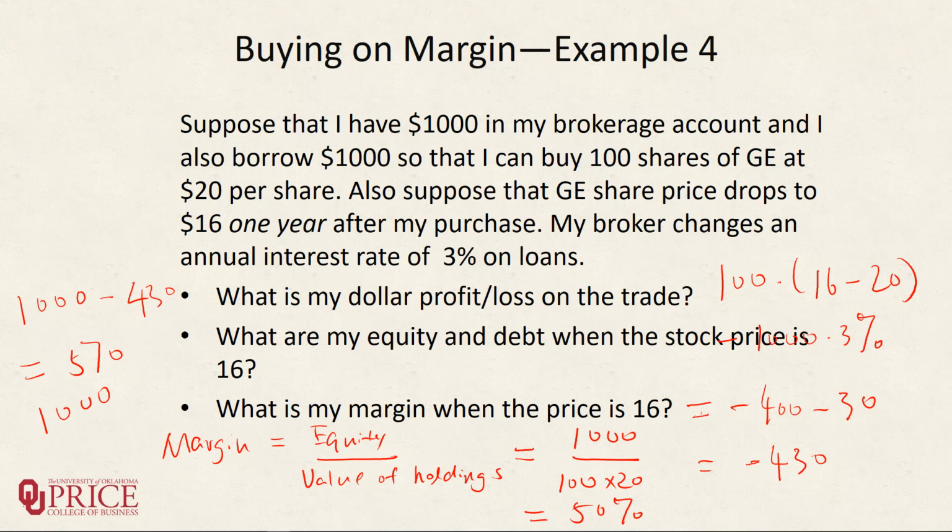When the stock price is $16, what's our new margin? I'm going to write the answer here. When the stock price is $16, our new equity is 570, according to our calculation for the previous question. What is the value of our holding? Well, the value of our holding is 100 shares times $16 per share. Therefore, our margin is 570 divided by 1600. If you carry out this calculation, you'll see that our new margin is 35.6%.